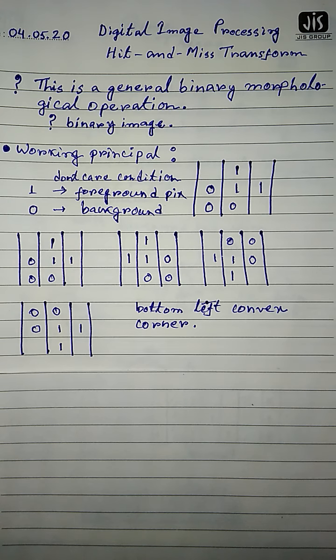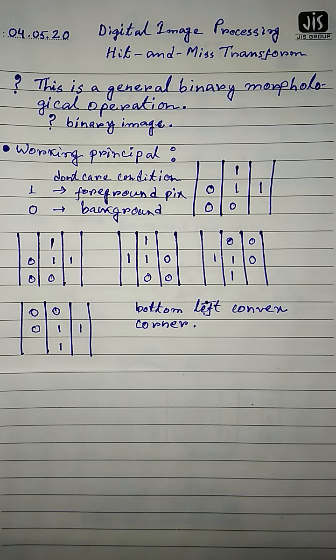The structuring element used in the hit-and-miss transform is a slight extension to the type that has been introduced for erosion and dilation. Clear? In that, it can contain both foreground and background pixels, rather than just foreground pixels, that is, both ones and zeros. Both 1 and 0 will be represented.